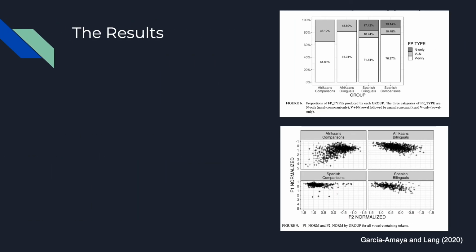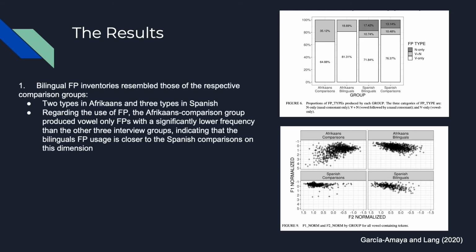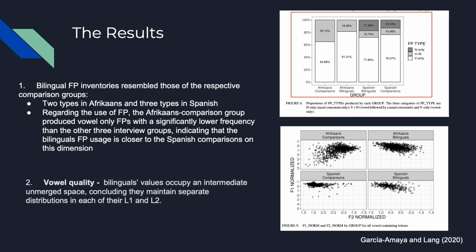To summarise the results, the bilinguals displayed the same FP inventories as their comparison groups, although there are differences in the frequency of use of FP types, as seen in Figure 6. In terms of vowel quality, the bilinguals displayed intermediate but separate values in their L1 and L2 languages, as shown in Figure 9.